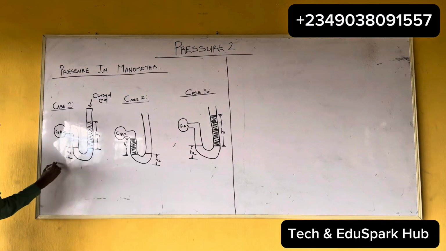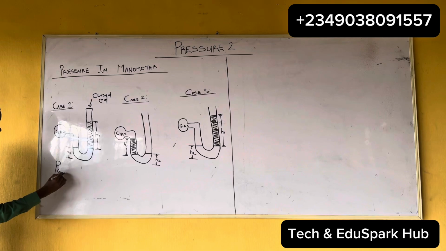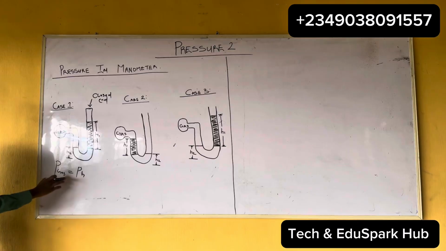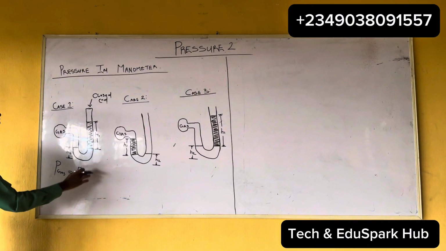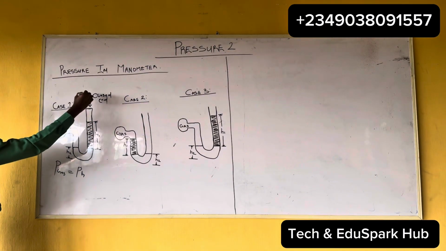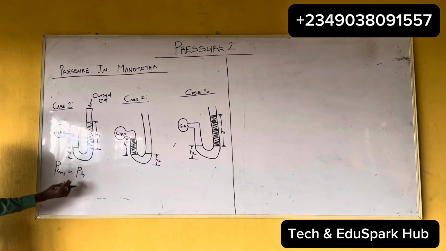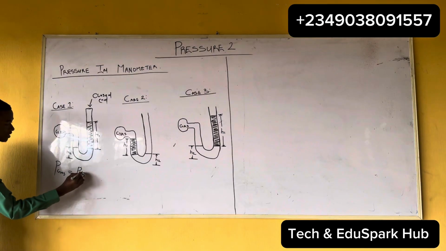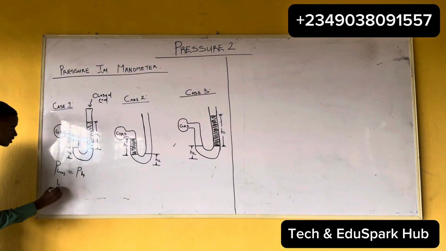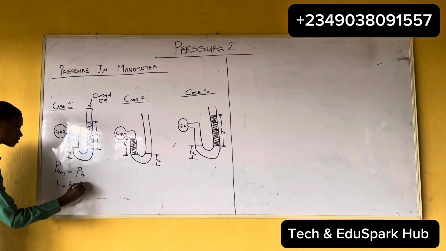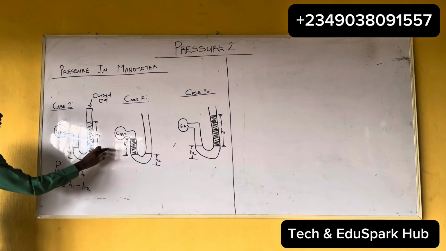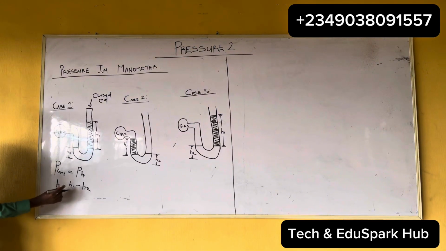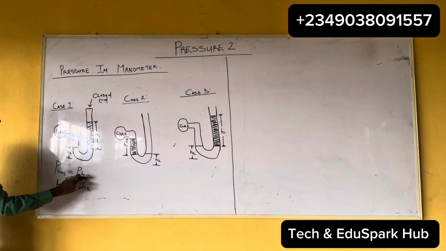So for this case, the pressure of gas, which is P gas, will be equal to the pressure of the height, because this is a closed end. There's no atmospheric pressure coming into this manometer, and that is why the pressure of the gas is equal to the pressure of the height of the column. And the height can be given as H equals H1 minus H2. So the first height, H1, minus the second height, H2, gives the total height.